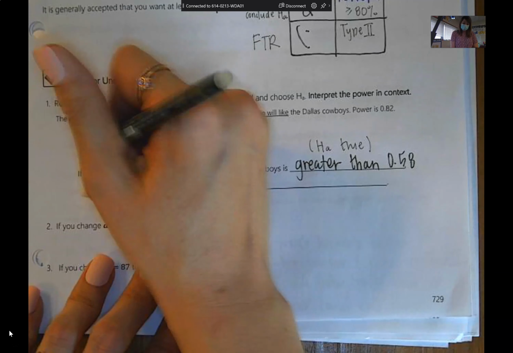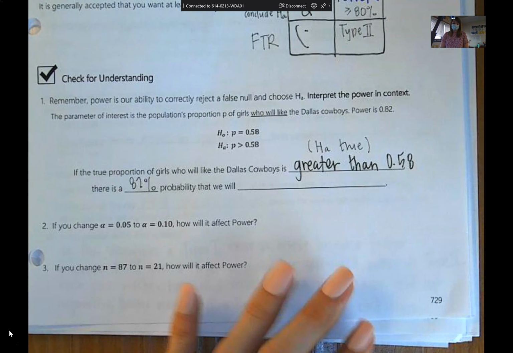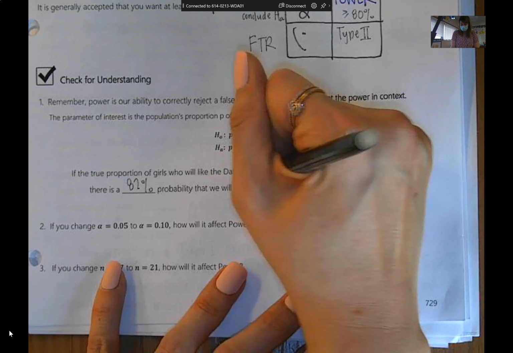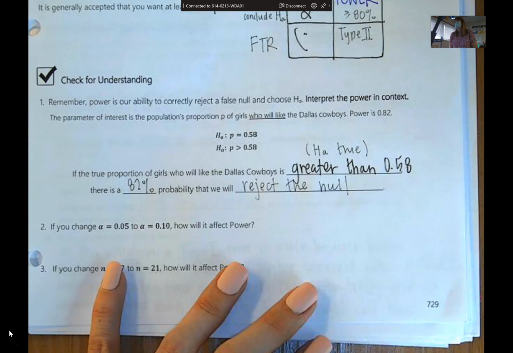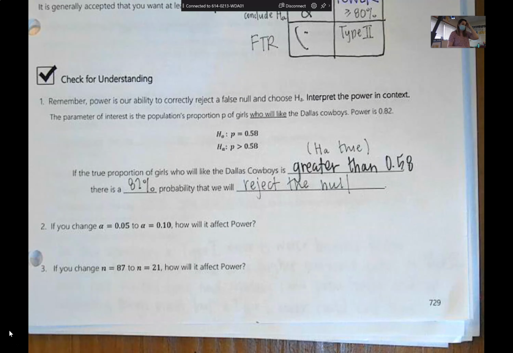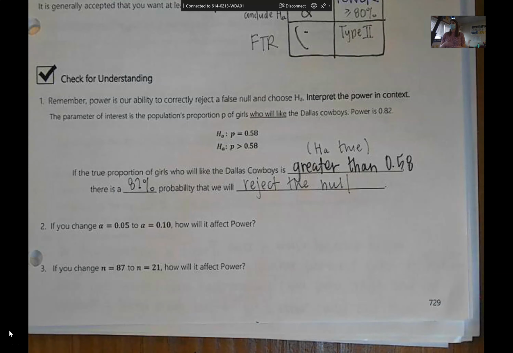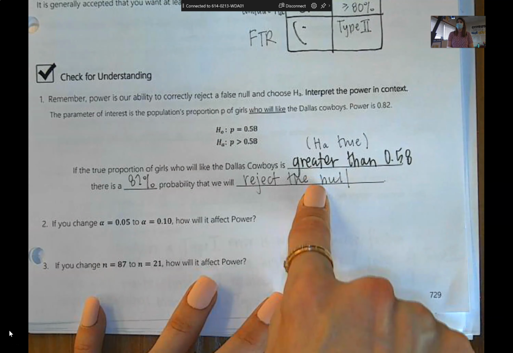There is an 82% probability that we will reject the null. So if the alternative is true, we have an 82% chance of rejecting the null, which is what we need to have happen in that case. So HA is true and we correctly reject.